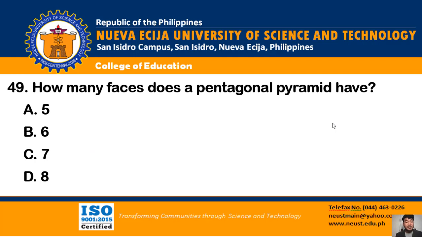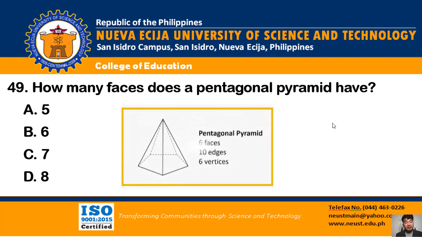49. How many faces does a pentagonal pyramid have? So here is the pentagonal pyramid. It has 6 faces with 10 edges and 6 vertices. So the correct answer is letter B.